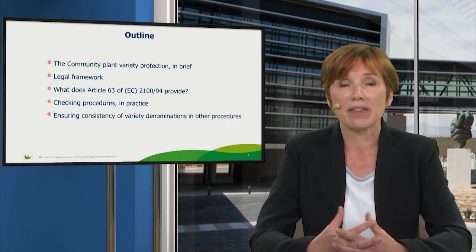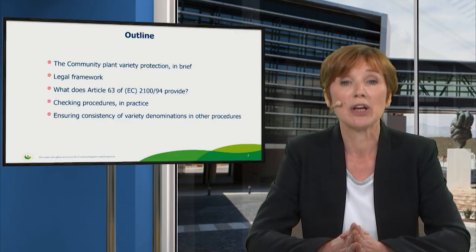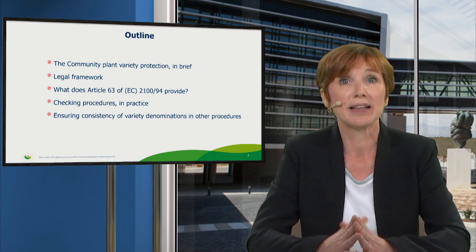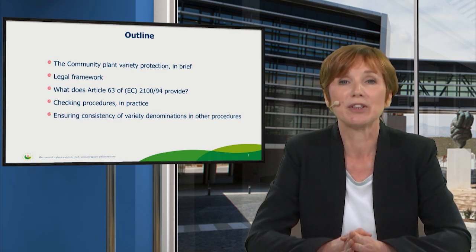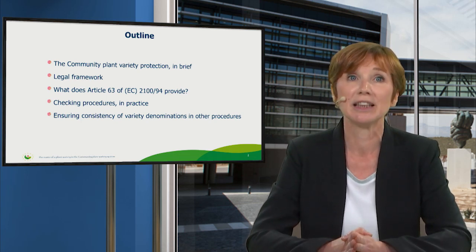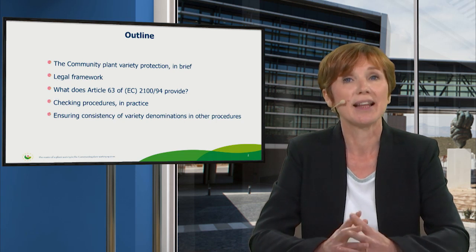So let's go now with the presentation itself, and let's first have a look at the program today. We will have a short introduction on the Community Plant Variety Protection System. This will be the occasion to dwell on the notion of plant varieties, and we will see the role and the importance of the denomination in that context. Then we will have a look at the legal framework, and we will focus on Article 63 of the Council Regulation 2094 that governs the variety denominations, and we will see how the CPVO checks the compliance of the proposed denominations with these rules. And finally, we will see how the Community Plant Variety Office contributes to the harmonization of the interpretation and the implementation of the rules.